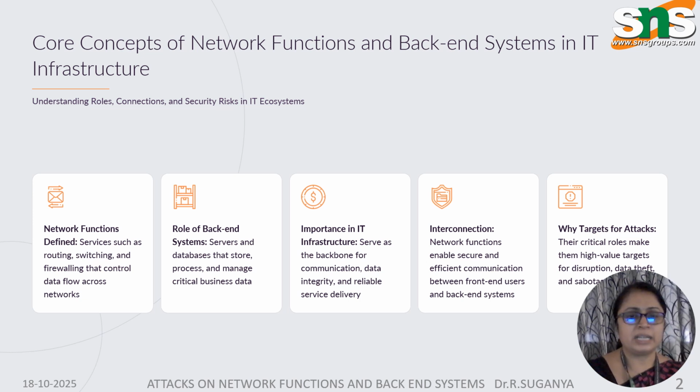And interconnections: network functions enable secure and efficient communication between the front-end users and back-end systems. So interconnection is a very important thing in network functions. The client system has to be configured correctly, and the software also has to be configured correctly under the particular operating system. Everything has to be interconnected. And why are they targets for attack? That is the main thing. The critical roles make them high-value targets for disruption, data theft and sabotage.